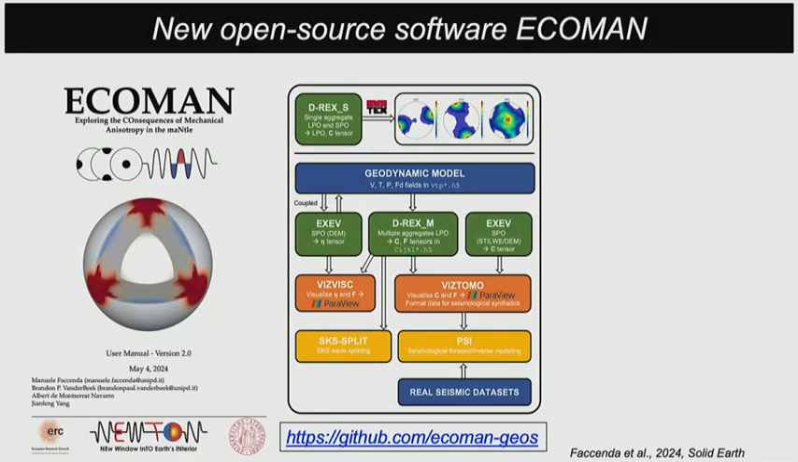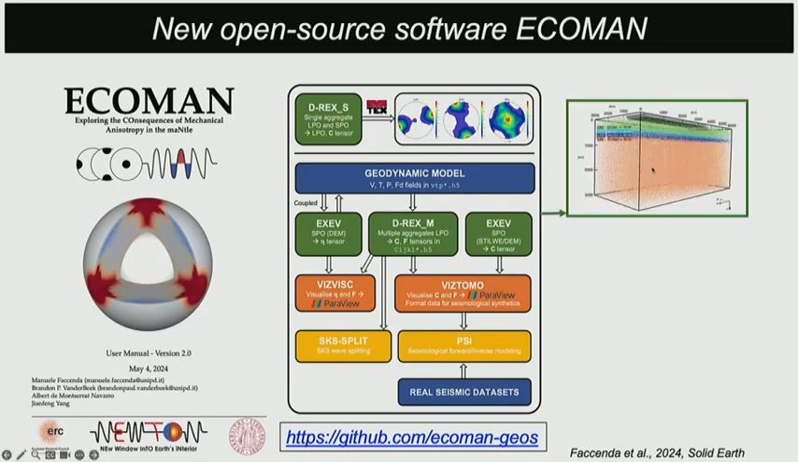Now, if you are interested in this sort of modeling, we have now released this open source software which is called ECOMAN, which stands for Exploring the Consequences of Mechanical Anisotropy in the Mantle. So basically, if you have a geodynamic model, you need velocity, pressure, and temperature fields, right? And then as a post-processing routine, you can fill up your domain with hundreds of thousands or millions of crystal aggregates with different composition. It can be upper mantle, transition zone, or lower mantle composition.